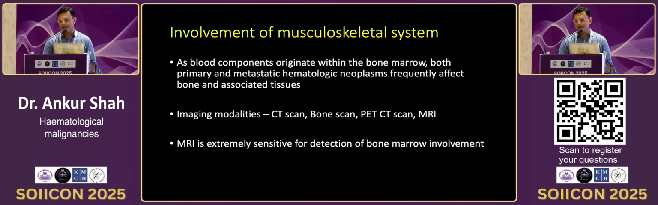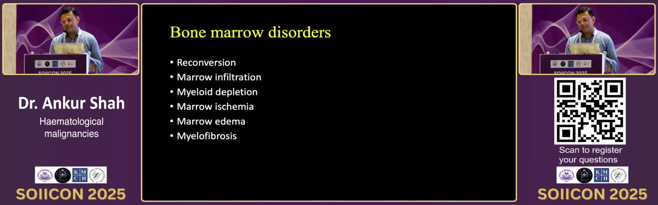Musculoskeletal system involvement is very common in all these lesions because these are the lesions which originate from the blood components and bone marrow, and that is why we see them very commonly involving the bone marrow. We can use all the imaging modalities, but again, MR is extremely sensitive for detection of these marrow abnormalities. The problem is many of these lesions look almost similar.